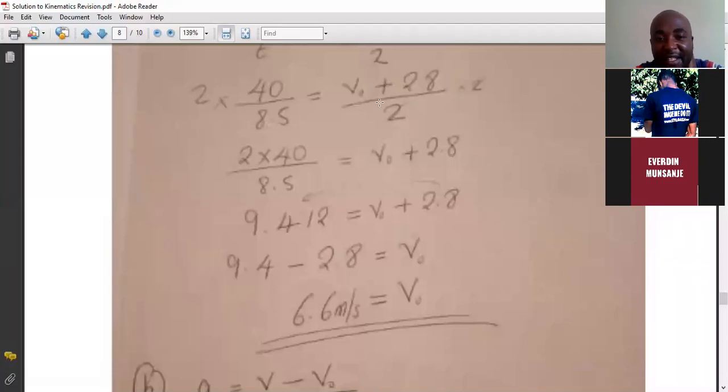What I did at first was multiply both sides by 2, so that the 2 goes to the other side. If you want, you can cross multiply. There are so many ways of killing a rat.